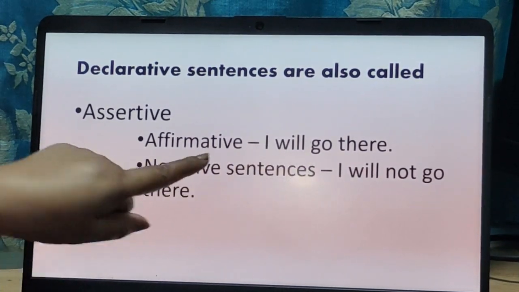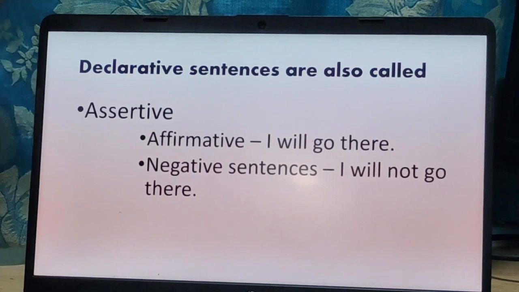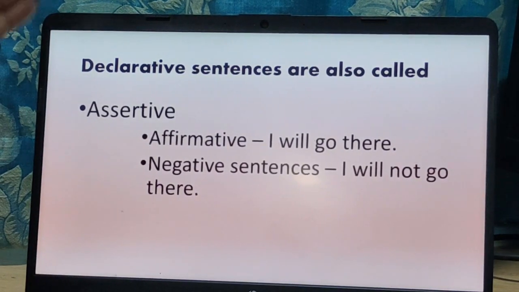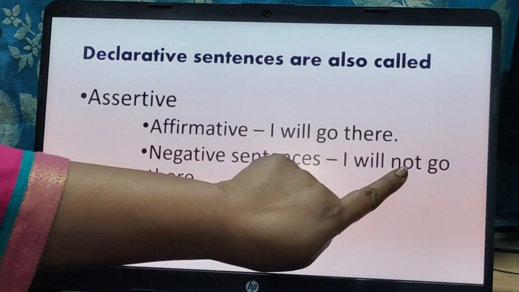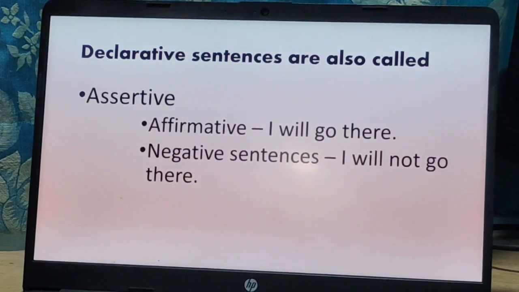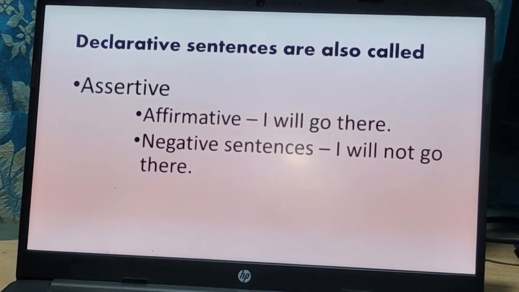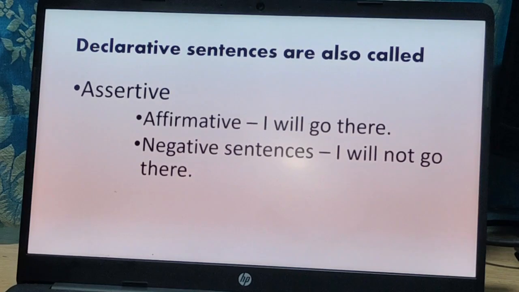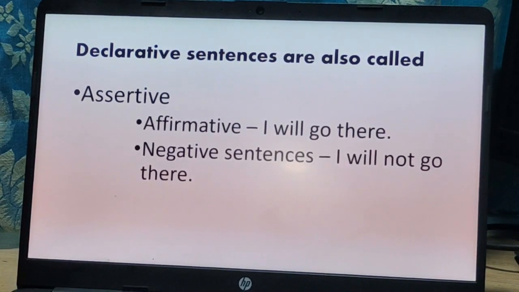instance, in this example, I will go there. That is an affirmative sentence, but the same thing we can have in a negative sentence when we have the presence of no, not, and never. So, I will not go there. That's a negative sentence. So these are two types of the declarative or assertive sentence.